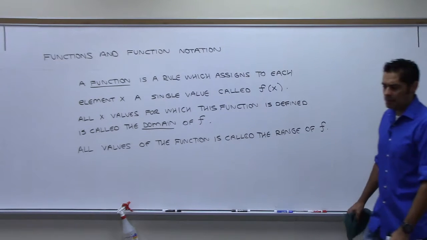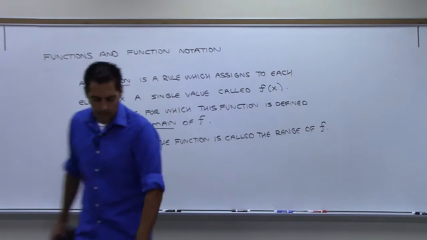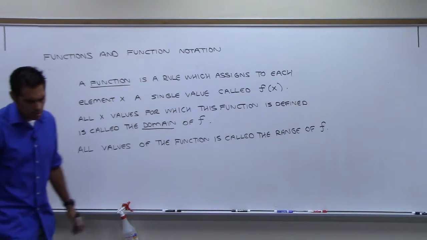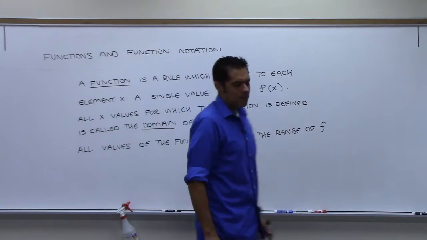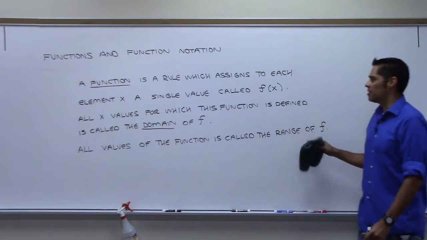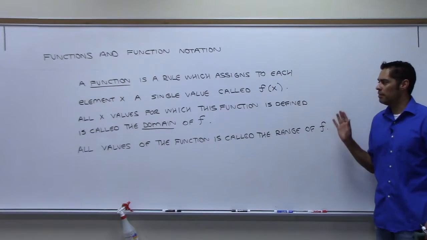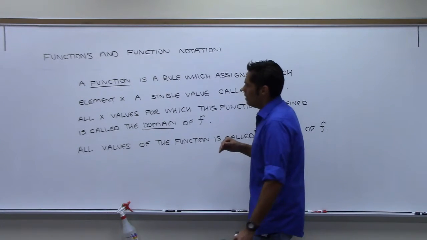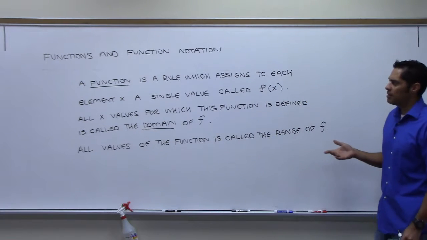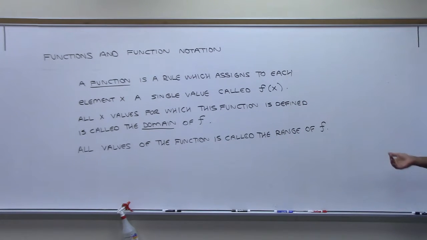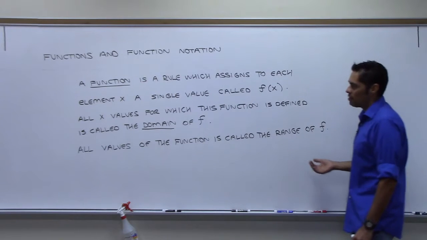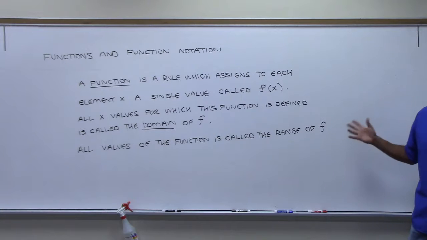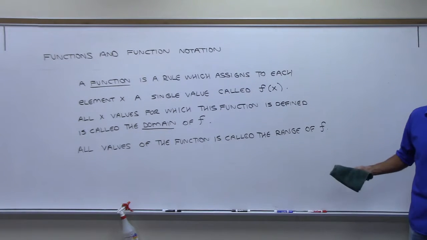This is going to be a very brief section. We're going to talk about functions and function notation. I put up here a precise definition of a function, but I didn't put it up for you to necessarily copy it. I wanted you to see how ugly this thing can look. A function is a rule which assigns to each element x a single value called f of x. All x values for which this function is defined is called the domain of f, and all the values of the function is called the range of f. If you just look at that, it looks like gibberish to most people.